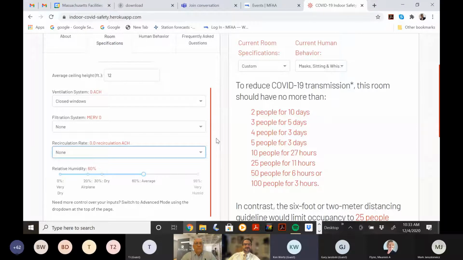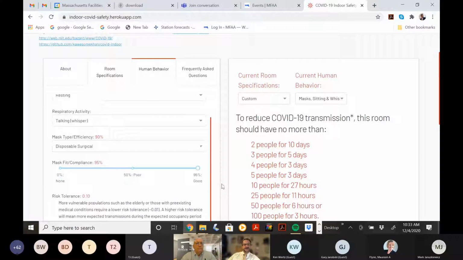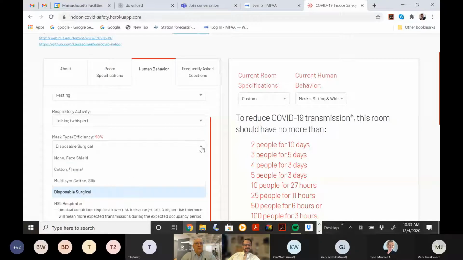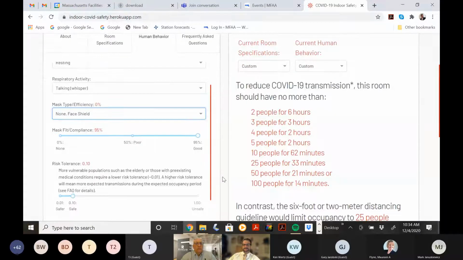Now go to the human behavior tab. On the human behavior tab, you want to talk about talking and whispering. Go from a disposable surgical mask, the one below, and just go to a face shield. If you look at the bottom, it should have changed. Now for 25 people, if they're only wearing face shields, they can be in that space for 33 minutes.